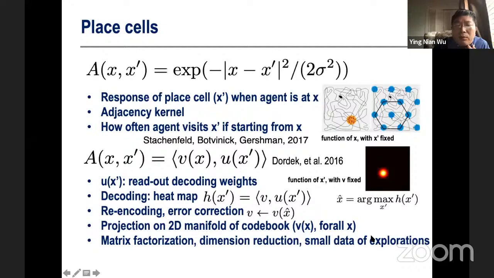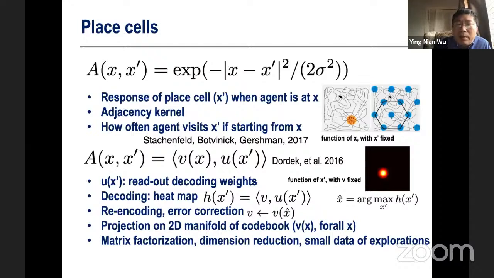You can then do the re-encoding, that is, you replace your current vector v by v of x hat. This is actually like a projection of v onto the 2D manifold of the codebook. If we treat v of x as the embedding of the 2D lattice, this is the 2D manifold in this d-dimensional space.